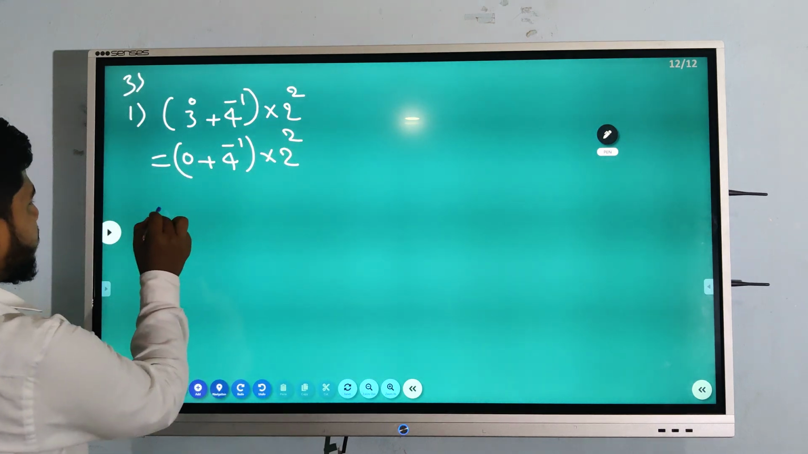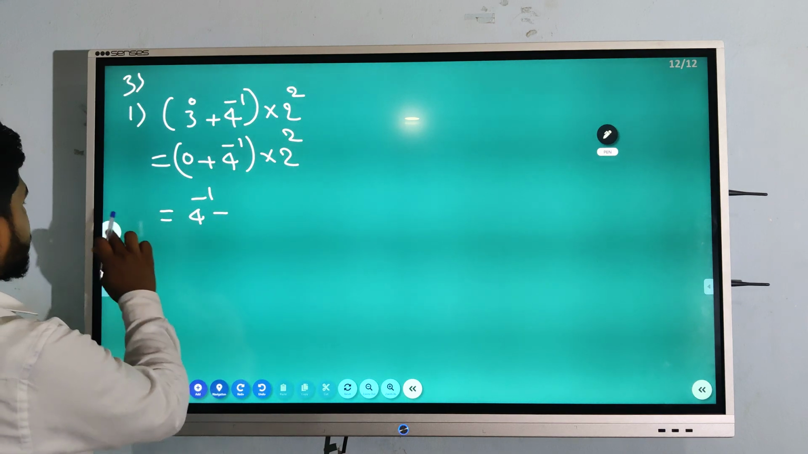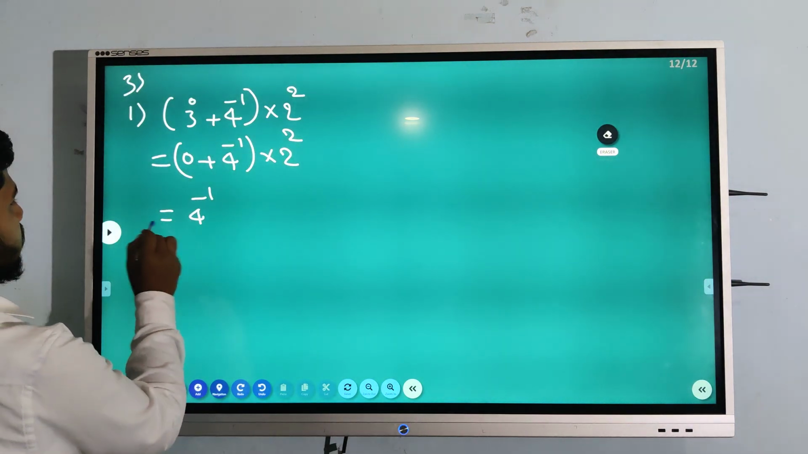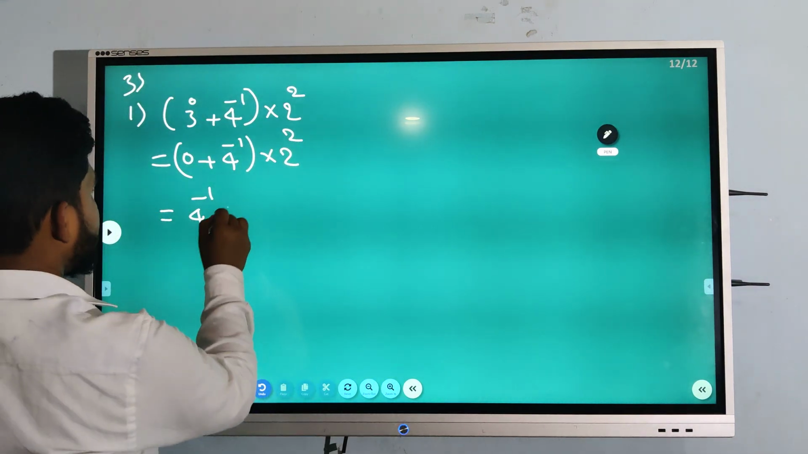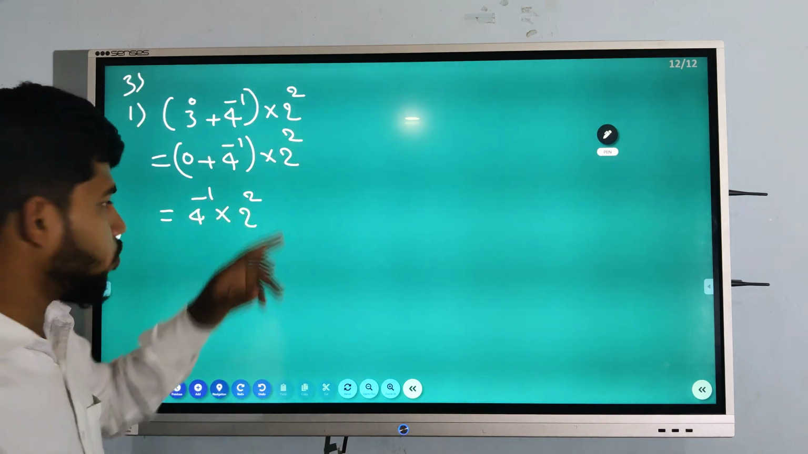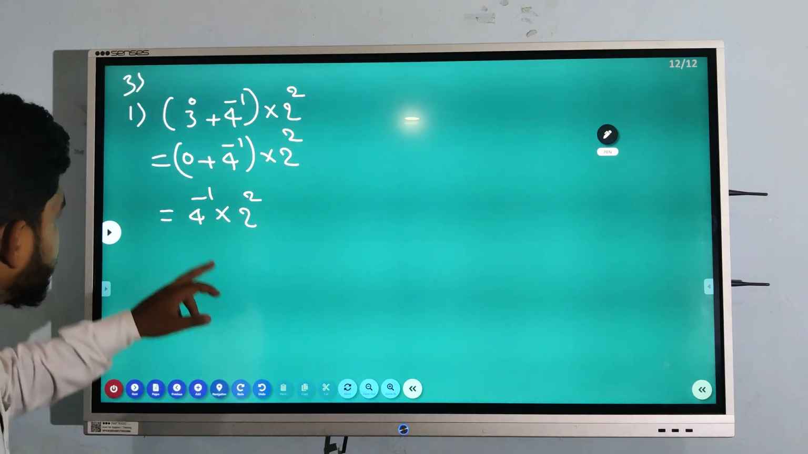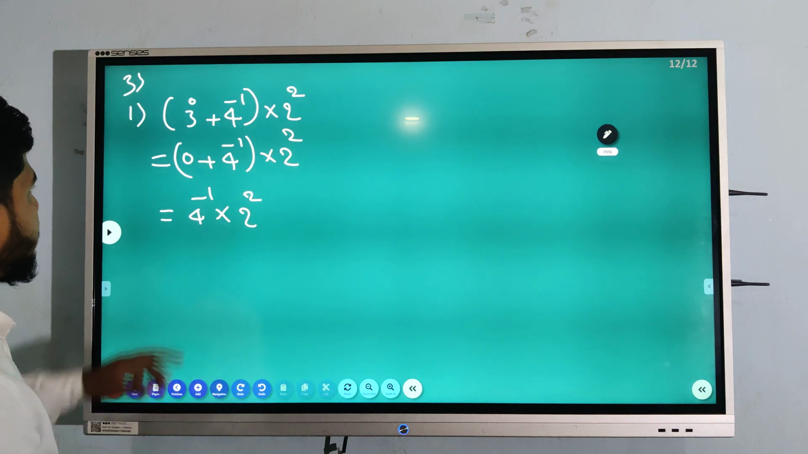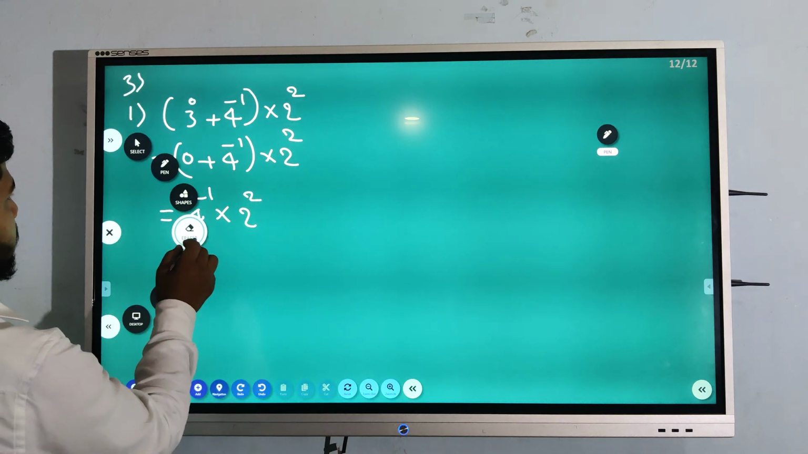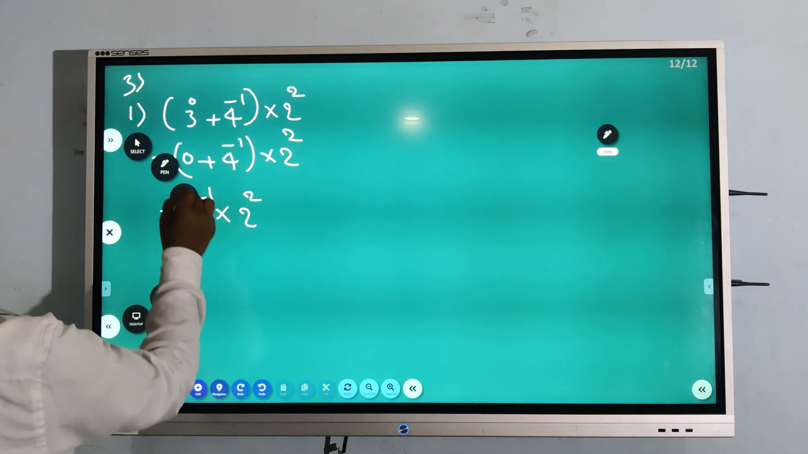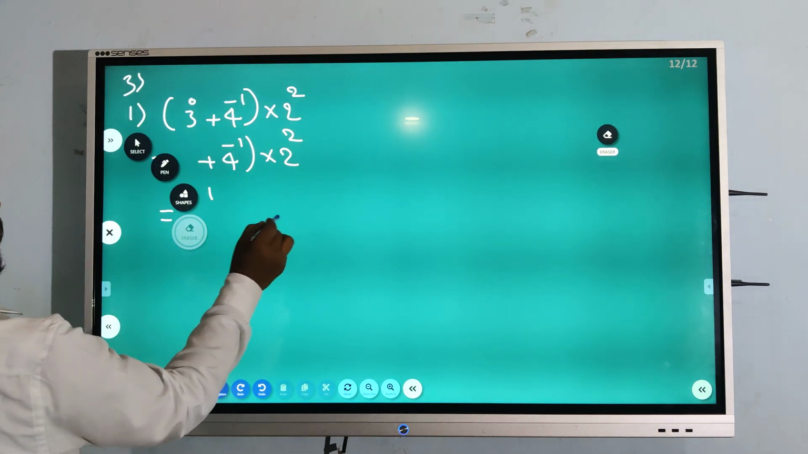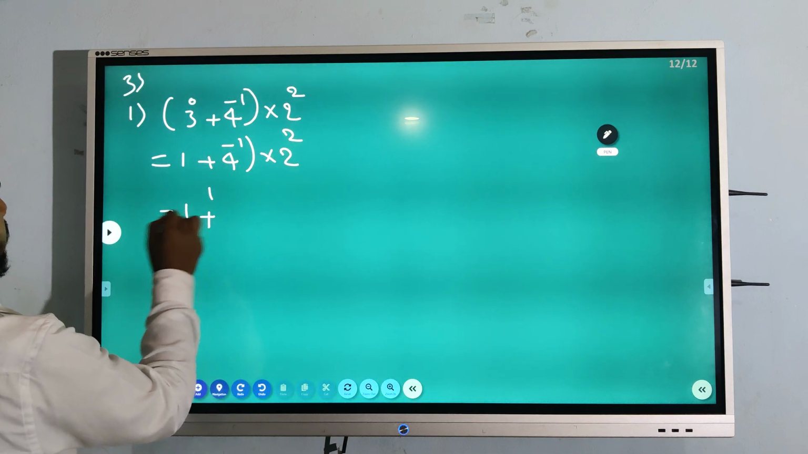Now here, leave that. 4 power minus 1 into 2 to the power of 2. Here also we can understand that any number to the power of 0 is 1, so you can take 3 power 0 as 1. You can take it as 1 plus 4 power minus 1.